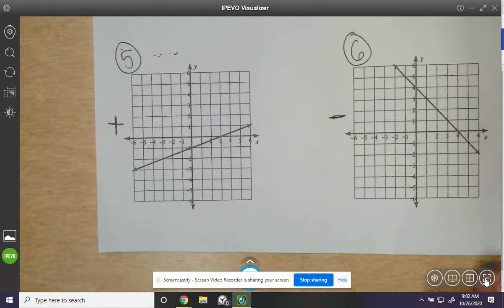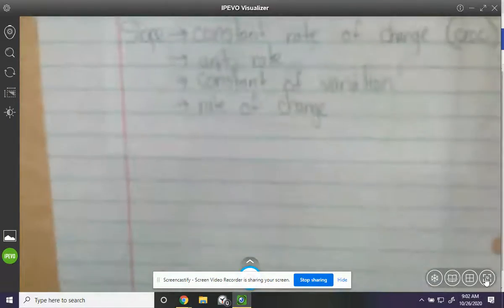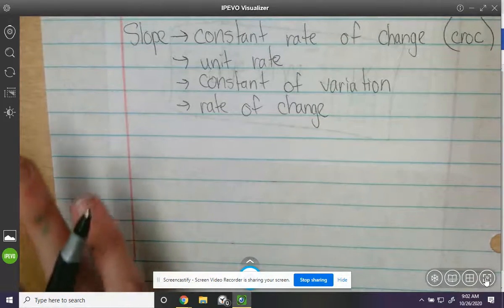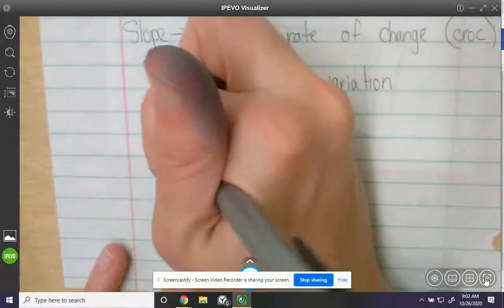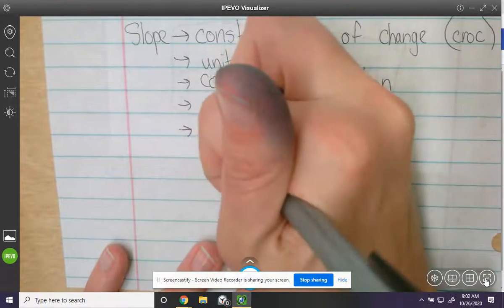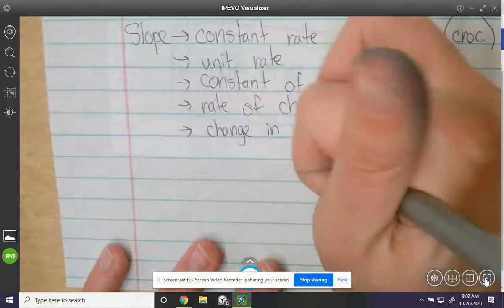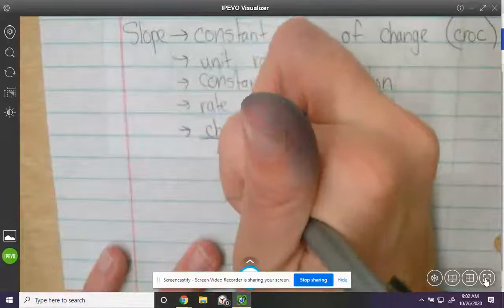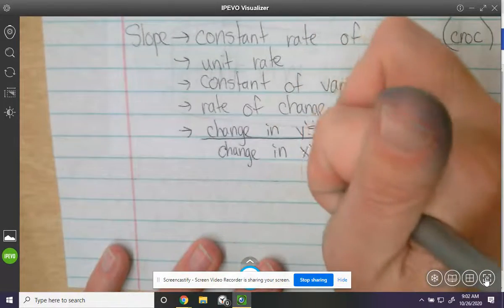Okay, so back to notes. We actually have a number for slope. It's not just positive or negative. You can actually put numbers to this. So, slope is also the change in y's divided by the change in x's.